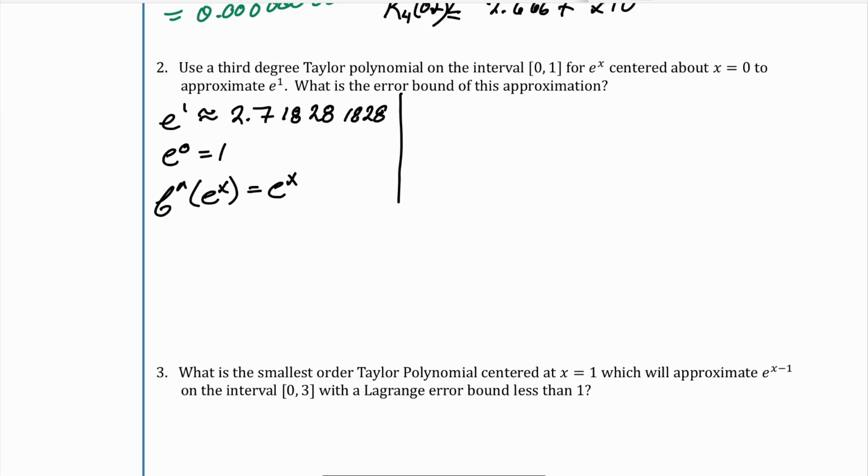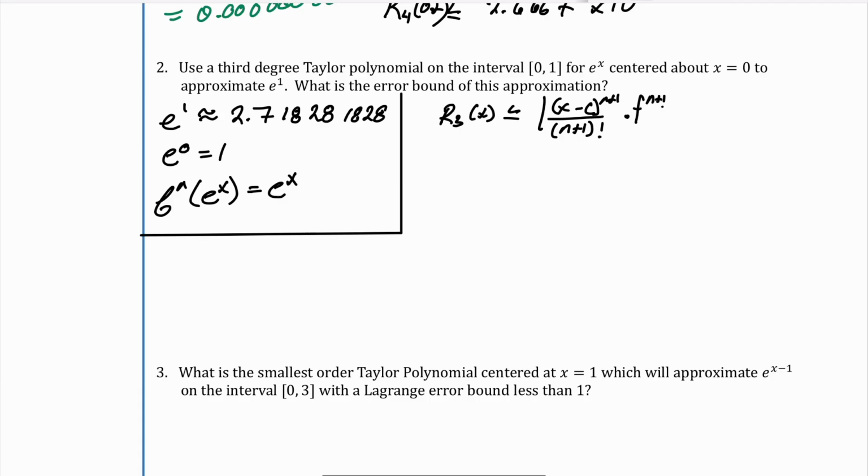Okay, so now let's put this stuff off to the side, and let's find r sub 3. r sub 3 of x is going to be less than or equal to the absolute value of x minus c to the n plus 1, all over n plus 1 factorial, times f to the n plus 1 derivative of z, and that's going to be max. I put max in the bottom. I don't like putting it in big letters out front.